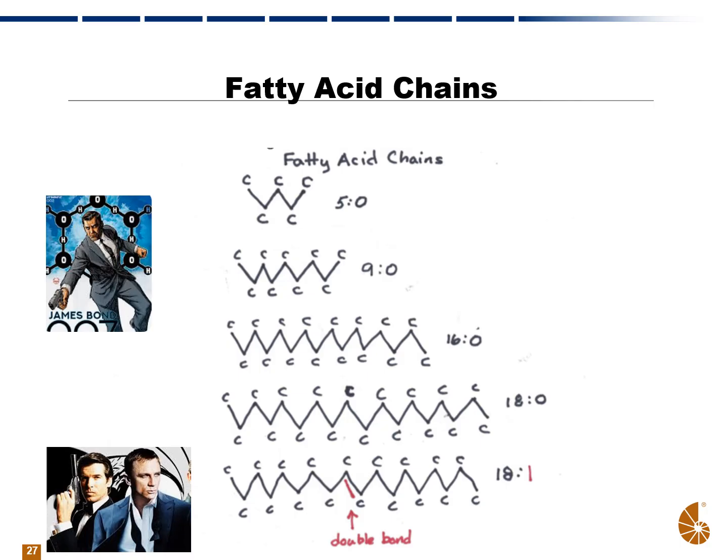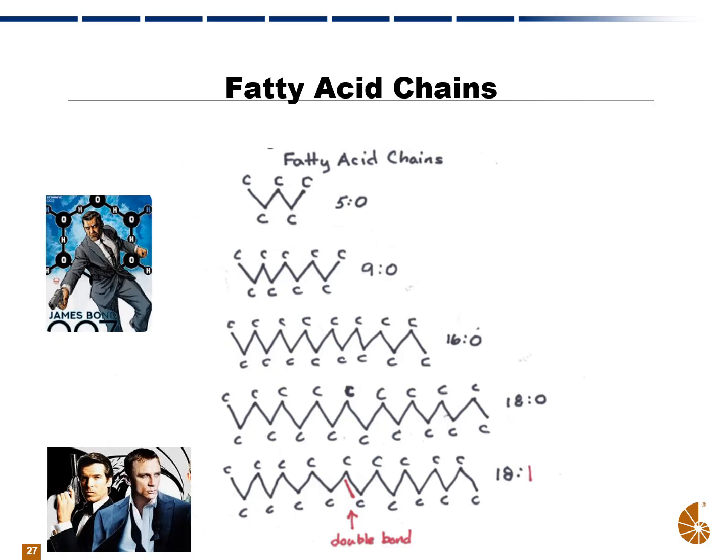So we have 5 carbon atoms. We're going to call that 5:0 because they're all single bonds. The 0 means no double bonds. The second one, we have 9 carbon atoms, no double bonds. The third one, we have 16 carbon atoms in the fatty acid chain, so 16:0 because there's no double bonds. The fourth one, we have 18 carbon atoms, so it's 18:0 because there's no double bonds.